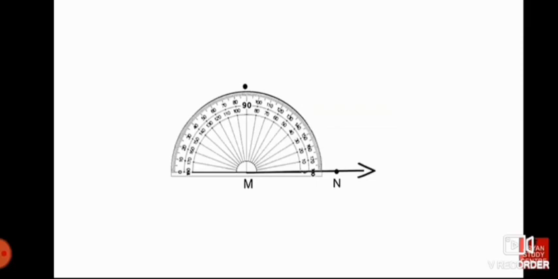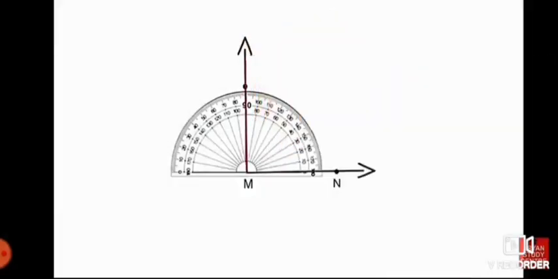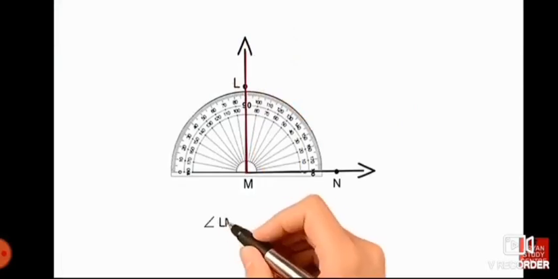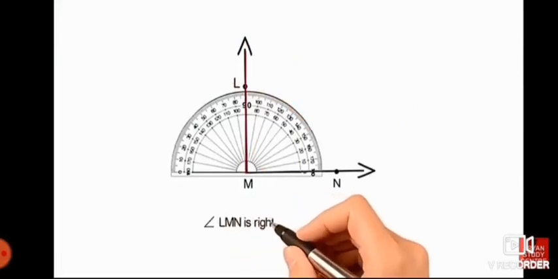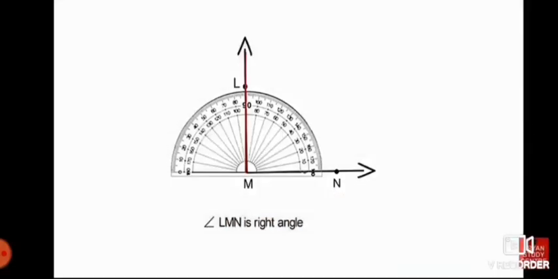I will remove my protractor and then take a pencil and scale and draw a ray like this. That point I will mark as L. So I'll get angle LMN, which is a right angle. In this way you can solve question number 4. Now I have taken 50, but you can take any measure, as long as it is an acute angle measurement, an obtuse angle measurement and a right angle measurement.